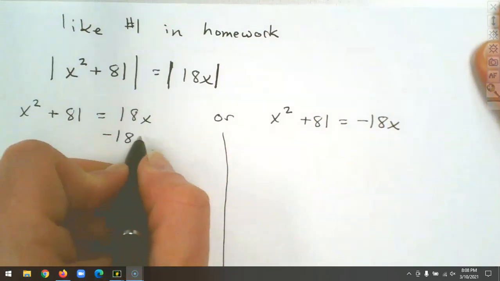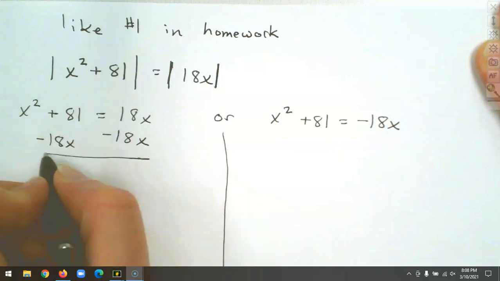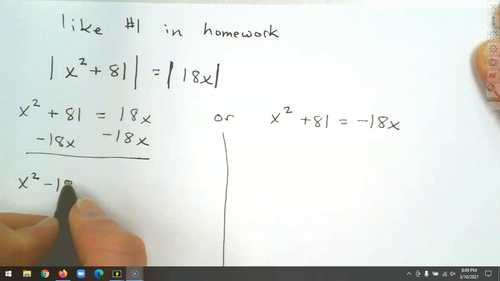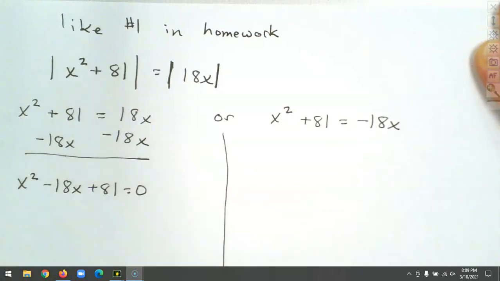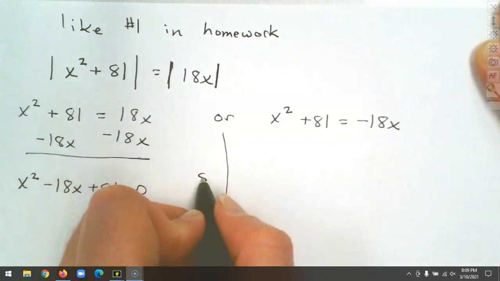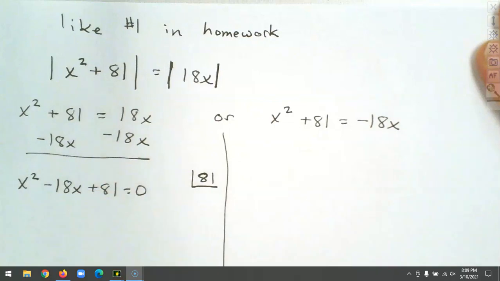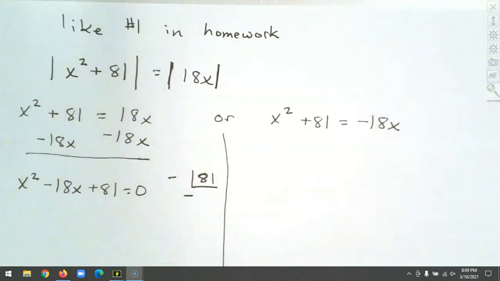So move that 18x over. Make sure they're written in the correct order. So that's x squared minus 18x plus 81 equals 0. What two numbers multiply together to give you 81, and add together to give you a -18 in the middle?